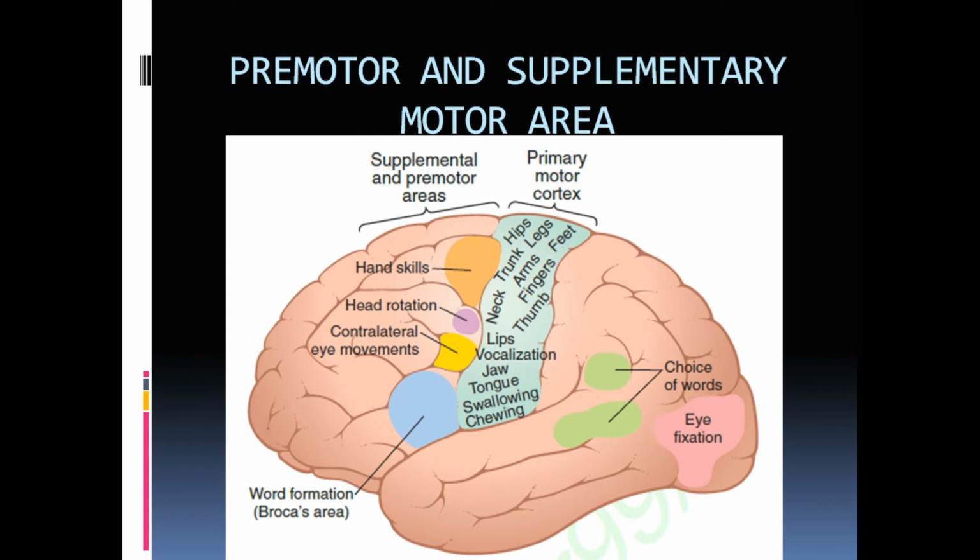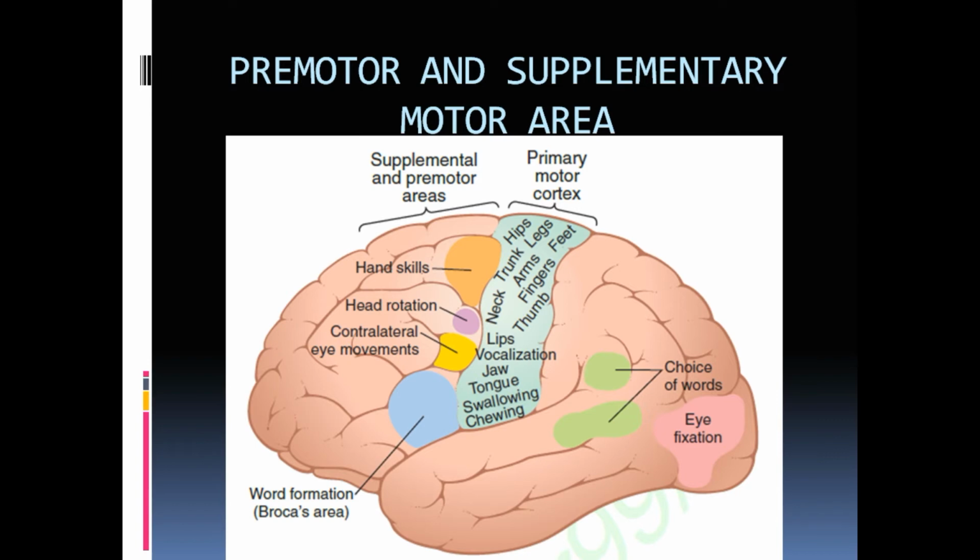Then coming to the supplementary motor area. In the supplementary motor area also lies the complex pattern of movement which is also responsible for the attitudinal function. Just as it is present in the premotor area, the supplementary motor area is also responsible for complex movement which is responsible for the maintenance of background posture.